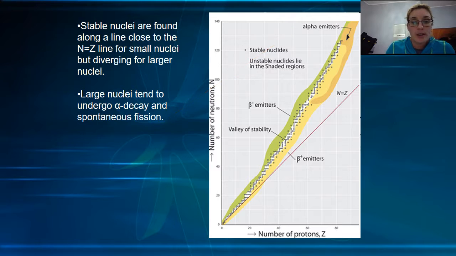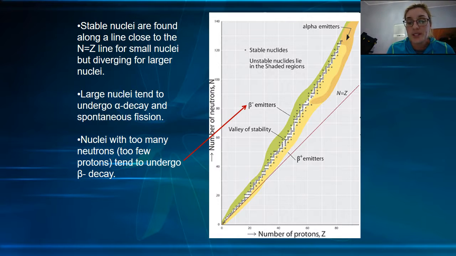So larger nuclei, the ones that have a really big Z number, a big number of protons, tend to undergo alpha decay and spontaneous fission, that last type that we talked about. These are going to be the ones located in this orange region up here. Because they're so big, it's very hard for them to be stable, and to become more stable, they break apart into some smaller, more stable subsets.